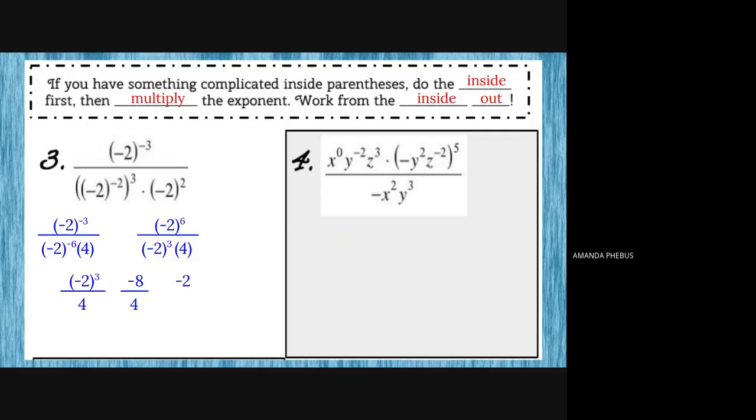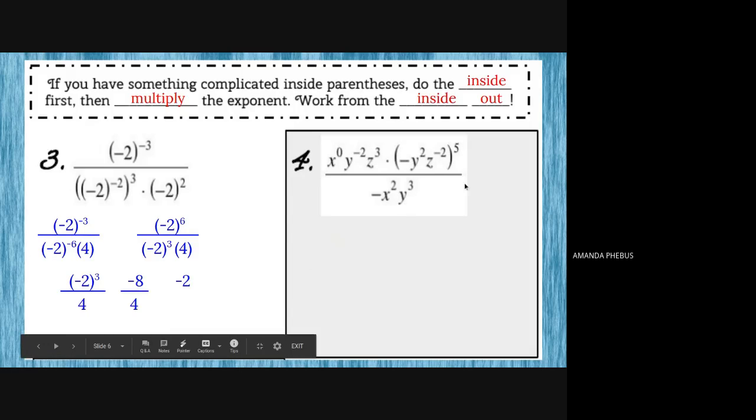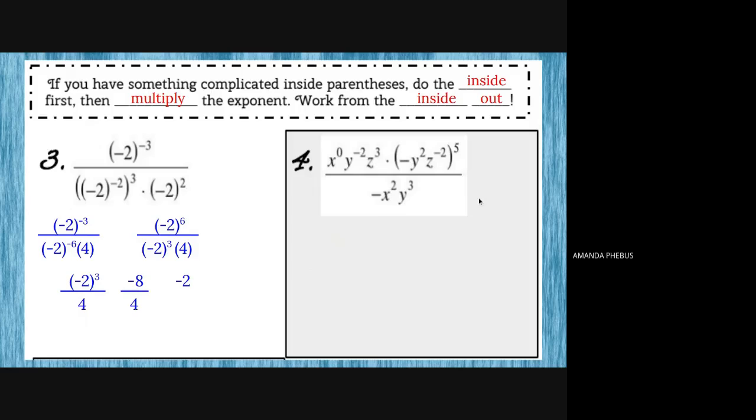All right, number 4. I've got some parentheses in my numerator. I also see this x to the 0. I'd probably like to get rid of that. There's not a whole lot going on in the denominator, but I will probably be able to combine some of the stuff in the numerator and the denominator. So let's see what I did. Oh, I got rid of the x to the 0. Love it. Good job.